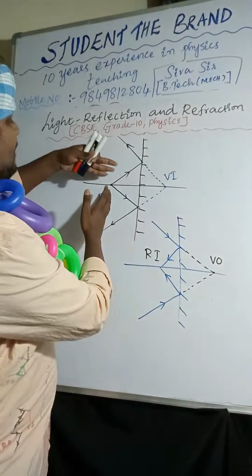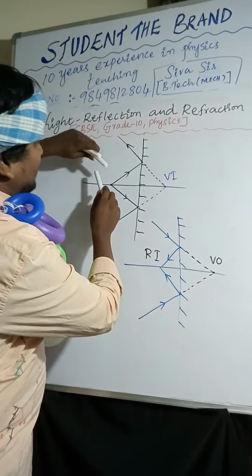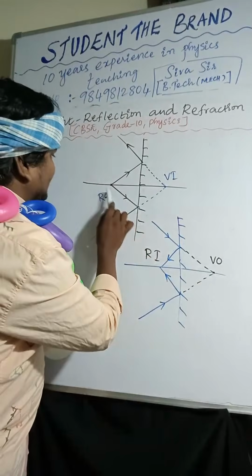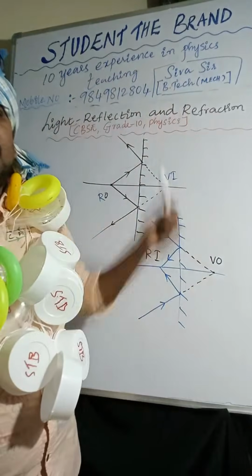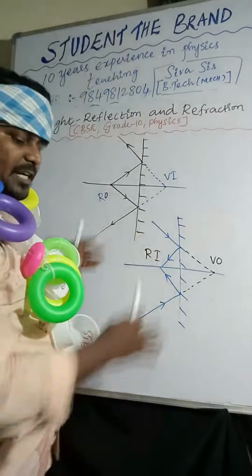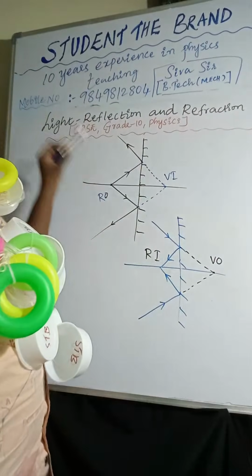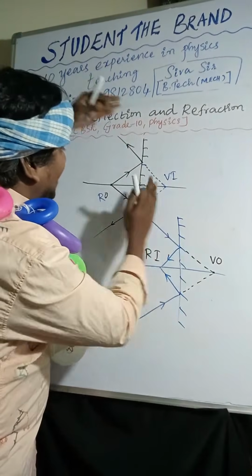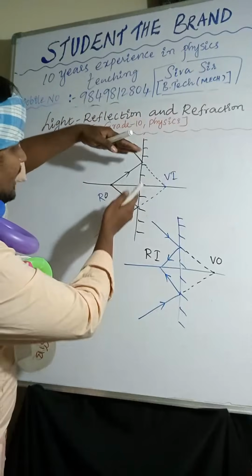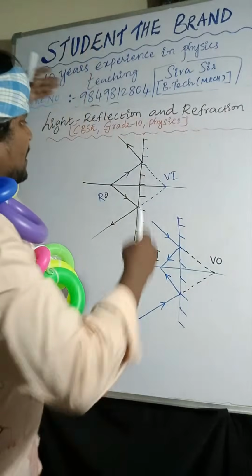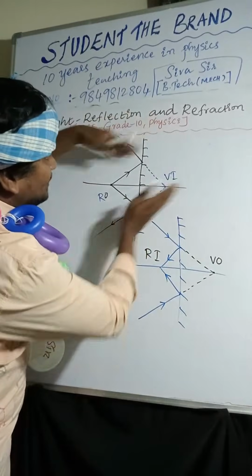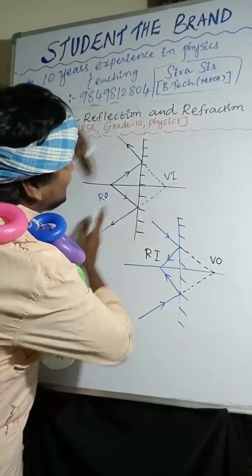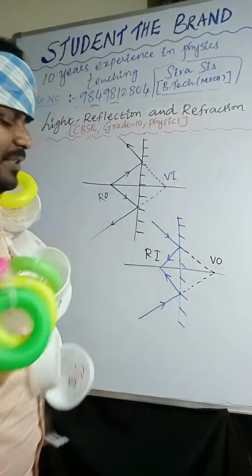Here from this point light rays are coming like this. Yes or no? This point is called real object. After reflection light rays are moving away from the principal axis. If you are extending, reflected light rays are meeting at one point. That is called virtual image.